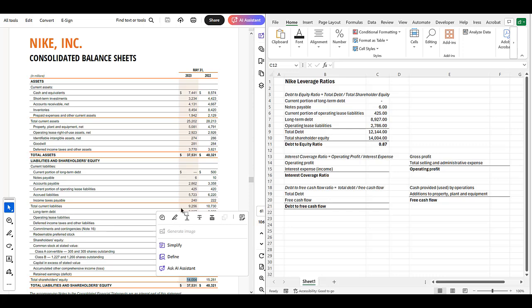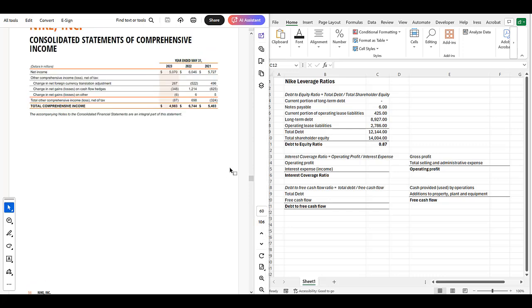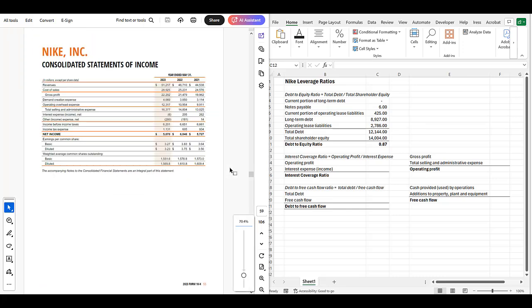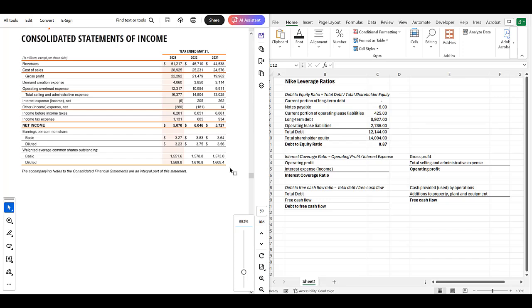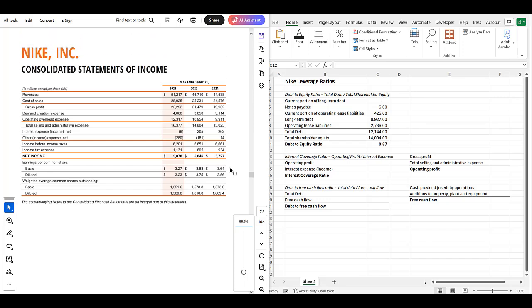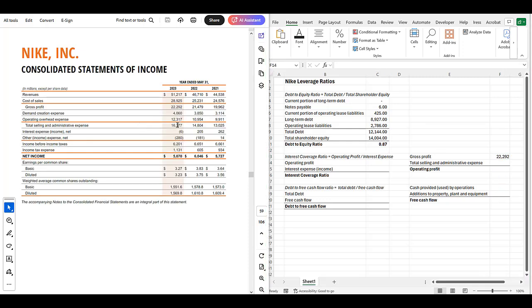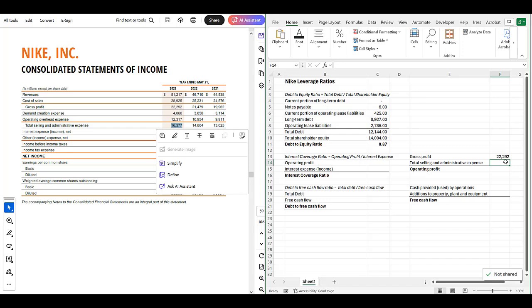Now let's do the interest coverage ratio. It equals operating profit divided by interest expense. Operating profit is usually on the income statement. Here we have Nike's income statement, but Nike hasn't separated operating profit for us. To calculate it, we subtract total selling and admin expense from gross profit. Gross profit was $22,292. Total selling and admin expense was $16,377. $22,292 minus $16,377 equals $5,915.